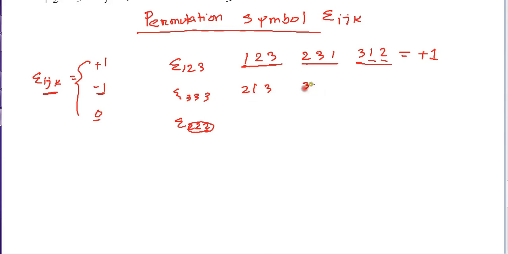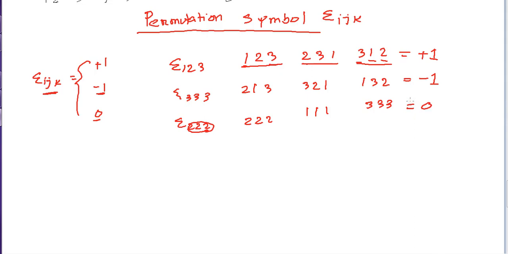So again, you can write down 3 2 1. It was supposed to start 3 1 2, but it doesn't. That's why it is anticyclic. Again, you can write down 1 3 2. It was supposed to go like this, 1 2 3, but it doesn't. That's why it's anticyclic. That's why all such values of epsilon should be -1, right? Okay, and all the other values, say 2 2 2, or 1 1 1, or 3 3 3, are equal to 0. Yeah, so this is the permutation symbol.